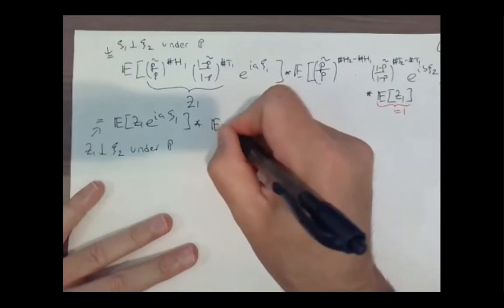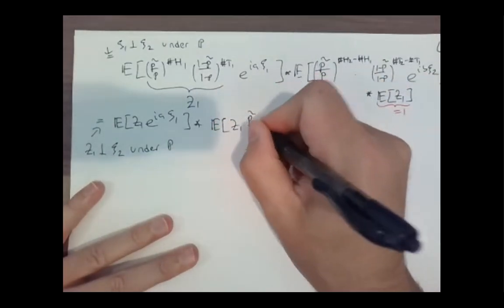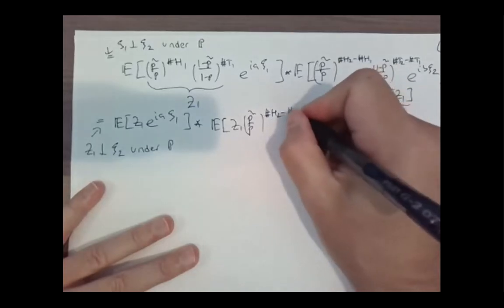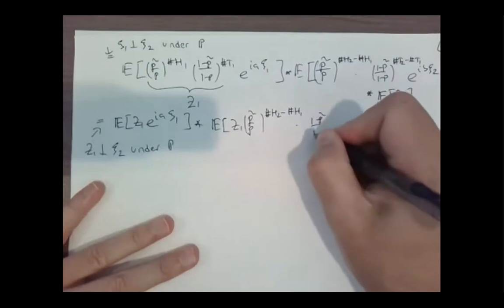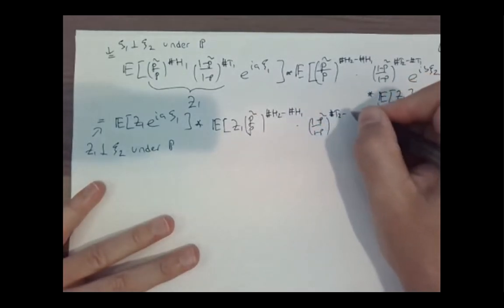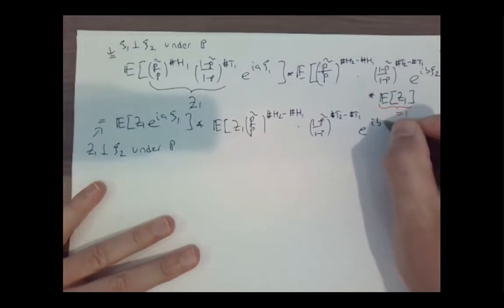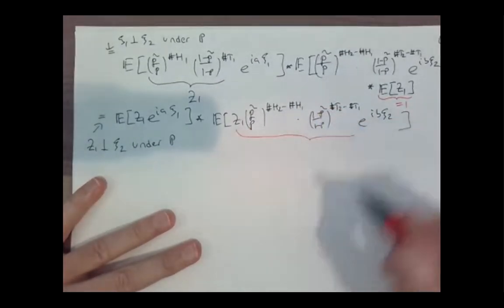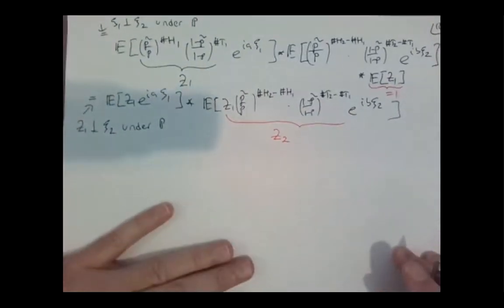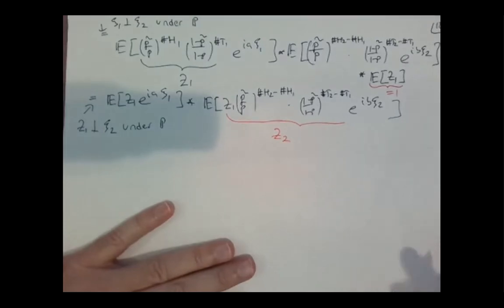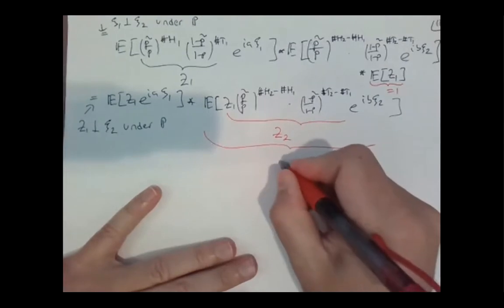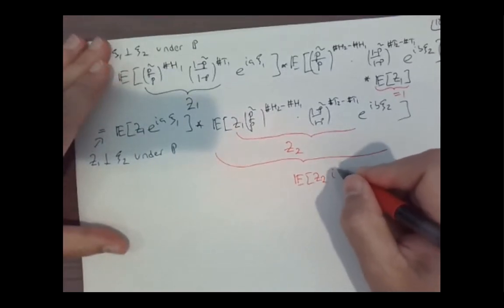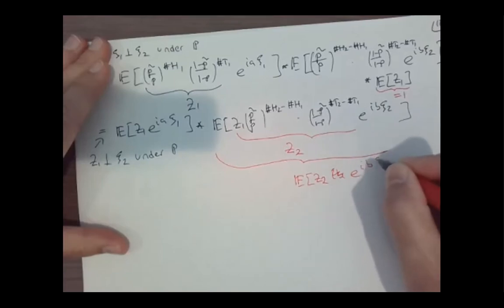Bring them back together, get an expectation of Z1 times p tilde over p, number of heads in the first 2 tosses minus the number of heads in the first toss, times 1 minus p tilde, divided by 1 minus p, number of tails in the first 2 tosses minus the number of tails in the first toss, and then this exponential e to the iB psi 2. And then I can combine the first terms, these 2 terms here. This is exactly my Z2. So I get that the second quantity here is the expectation of Z2 times e to the iB psi 2.